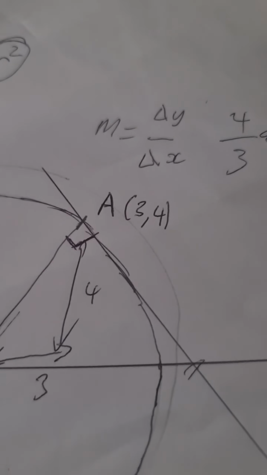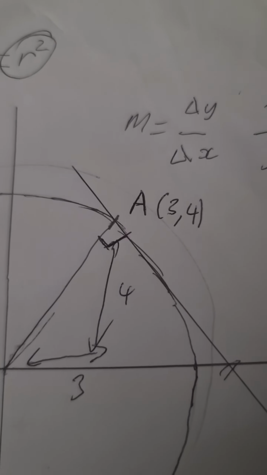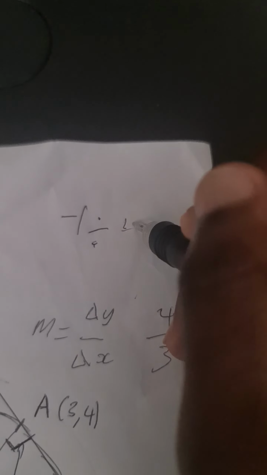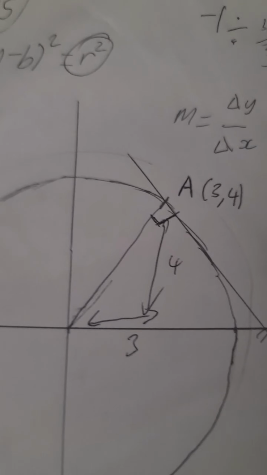Now, as I mentioned earlier, tangents are perpendicular to radii, and this is a radius and this is a tangent, so it's perpendicular. If it's perpendicular, you need to use the negative reciprocal of 4/3, so that's going to be -1 divided by 4/3, and that is -3/4. That is our gradient that we are looking for.